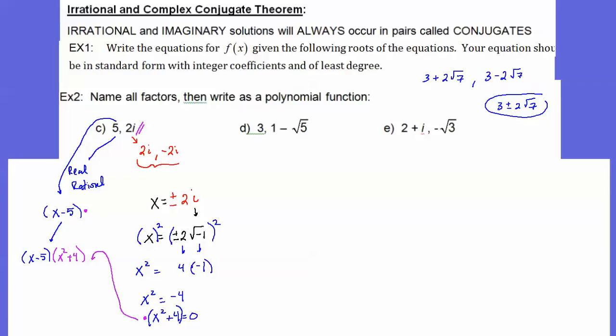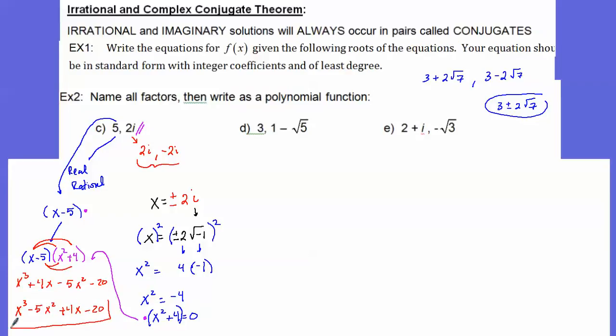I then take these two and I multiply them together. X cubed plus 4x minus 5x squared minus 20. Now this is not in standard form because I see that the exponents are out of order, so I'm going to rearrange as x cubed minus 5x squared plus 4x minus 20.